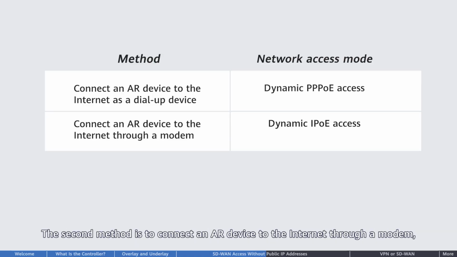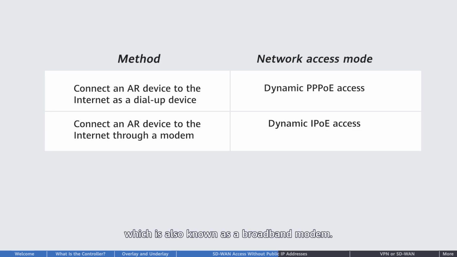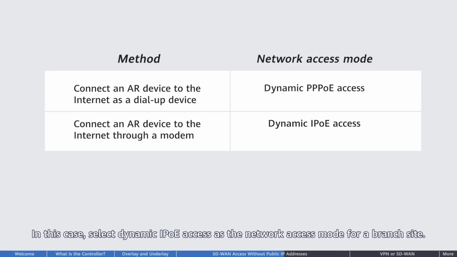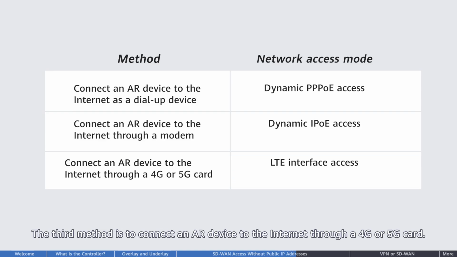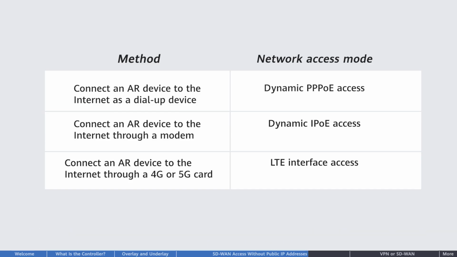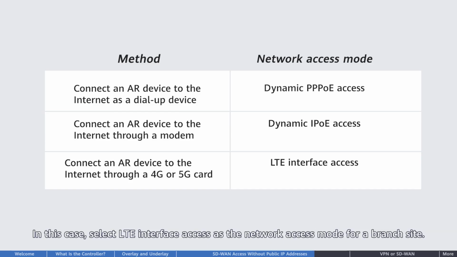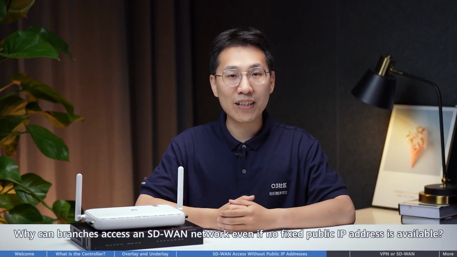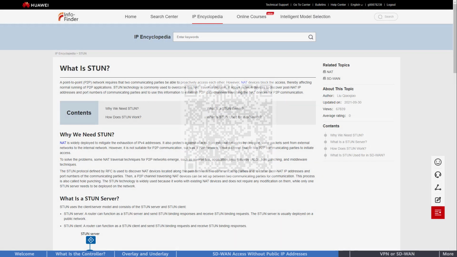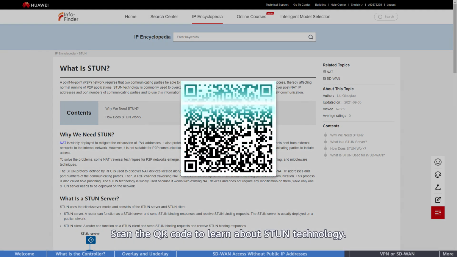The second method is to connect an AR device to the internet through a modem, which is also known as a broadband modem. In this case, select Dynamic IPoE Access as the network access mode for a branch site. The third method is to connect an AR device to the internet through a 4G or 5G card. In this case, select LTE Interface Access as the network access mode for a branch site. Why can branches access an SD-WAN network even if no fixed public IP address is available? Scan the QR code to learn about SD-WAN technology.